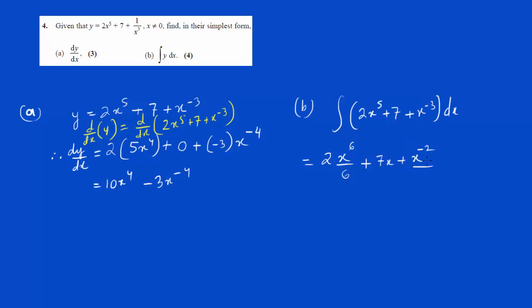Minus 2 is greater than minus 3. Think of the numbers as a ladder. So divided by minus 2, and we have a plus c. So this would be 2 divided by 6 is 1 by 3 x to the power 6 plus 7x. Now this is minus, since it is 1 by minus 2, it would be minus half x to the power minus 2 plus c. Remember, differentiation and integration, they are like opposites.